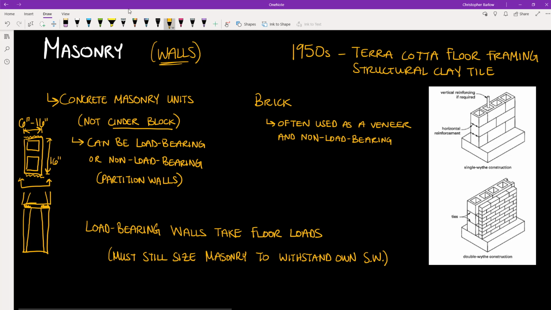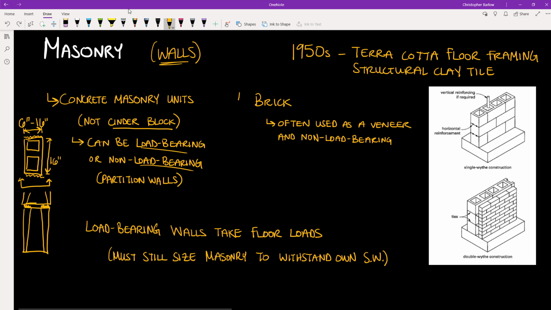Now with concrete masonry units, we can have either load-bearing or non-load-bearing. And what that means is basically load-bearing walls will take floor loads, and non-load-bearing walls will not take any floor loads. However, we do still need to design non-load-bearing walls to withstand their own self-weight. So just because it is non-load-bearing doesn't mean that there aren't any limitations from a structural perspective.